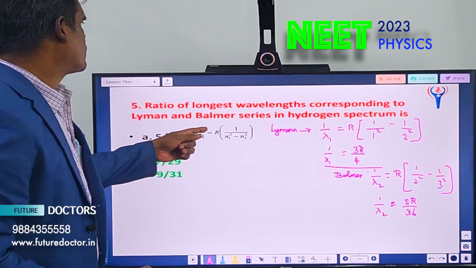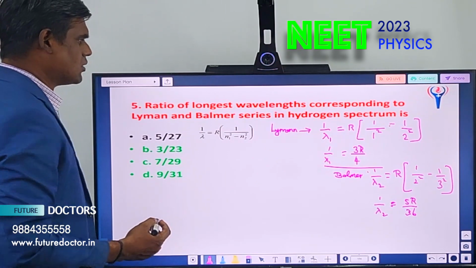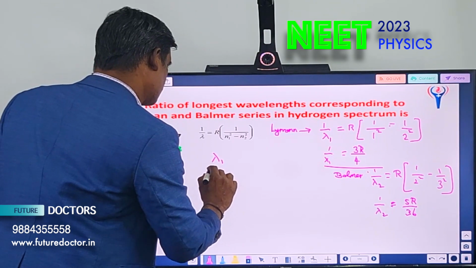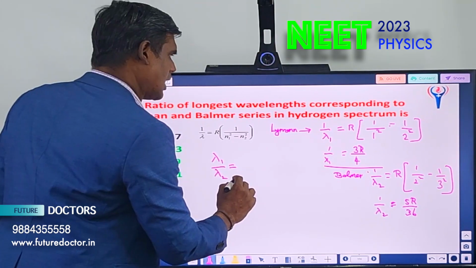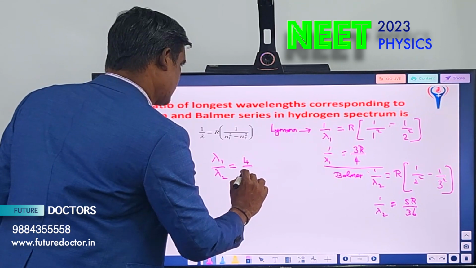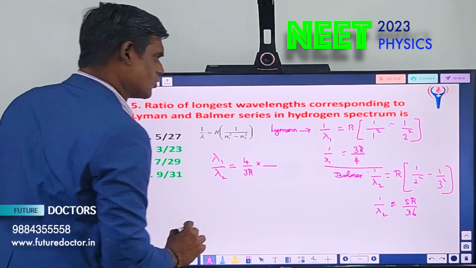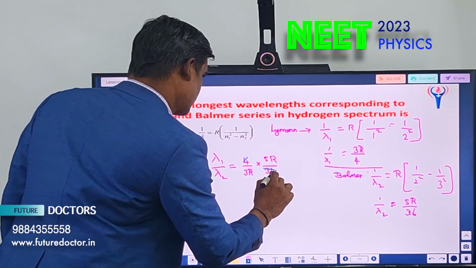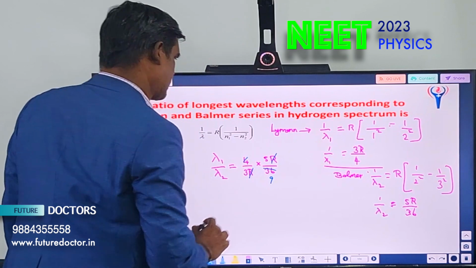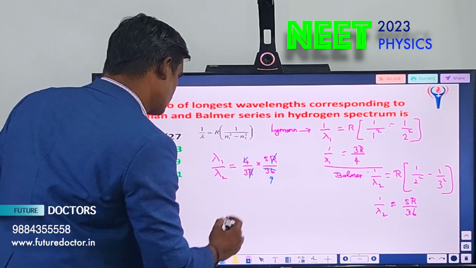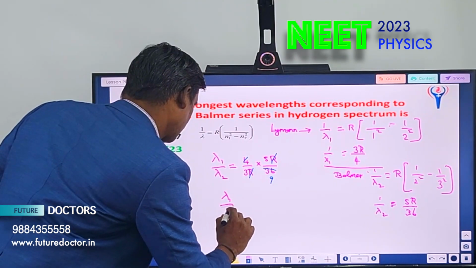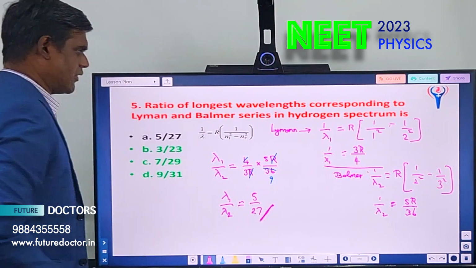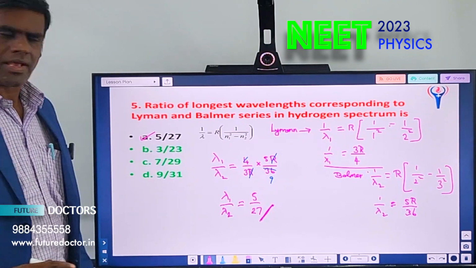Now the question is the ratio of longest wavelength corresponding to Lyman to Balmer. So lambda 1 by lambda 2 we want to simplify. Lambda 1 by lambda 2 means 4 by 3R into lambda 2 is 36 by 5R. Simplify this: 4, 9, 36. R getting cancelled. Then 5 by 9, 3, 27. So lambda 1 by lambda 2 equal to 5 by 27. Which option? Option A is the correct answer.